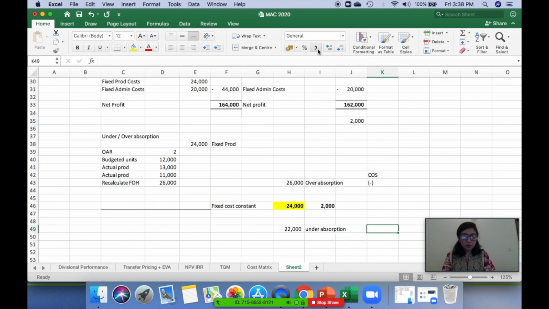So underabsorption states that you will add back the cost of fixed cost to go to its original level, to its benchmark level, to its constant level, and you will add the difference, the excess, in the cost of sales. This is known as the over-under absorption rule.